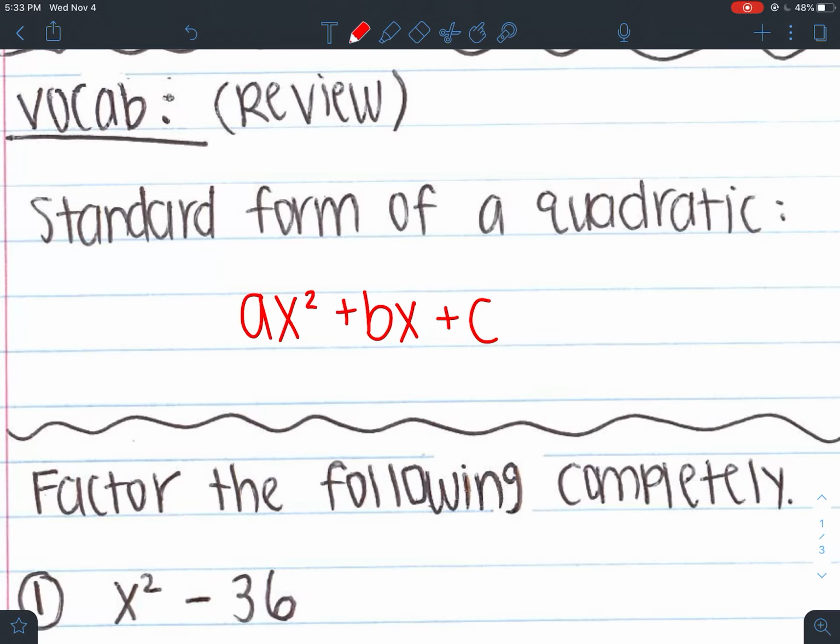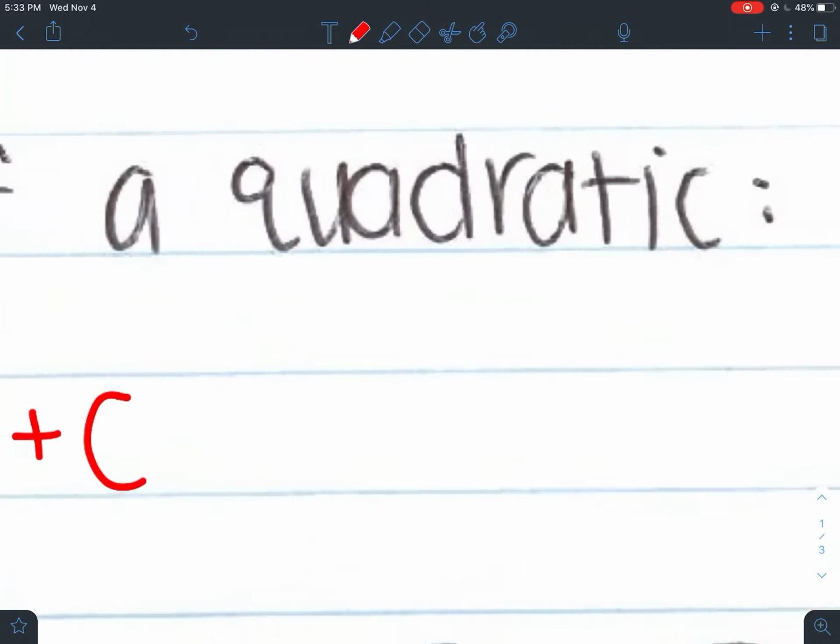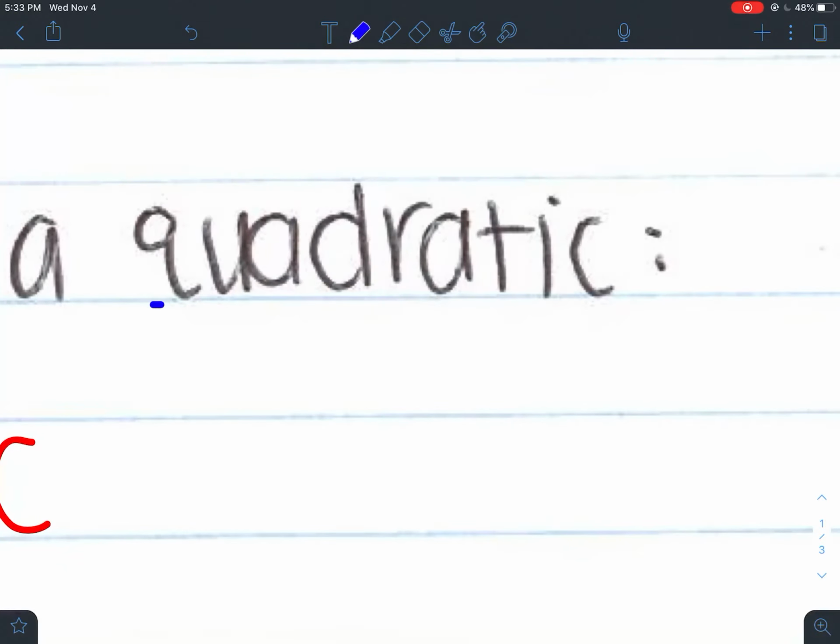Now you saw this for the first time when we learned how to factor trinomials. Now, we have to talk about what this really means. So remember that a quadratic, we learned this in Unit 2, is the graph that has a U shape. And the highest exponent in a quadratic is the exponent 2.